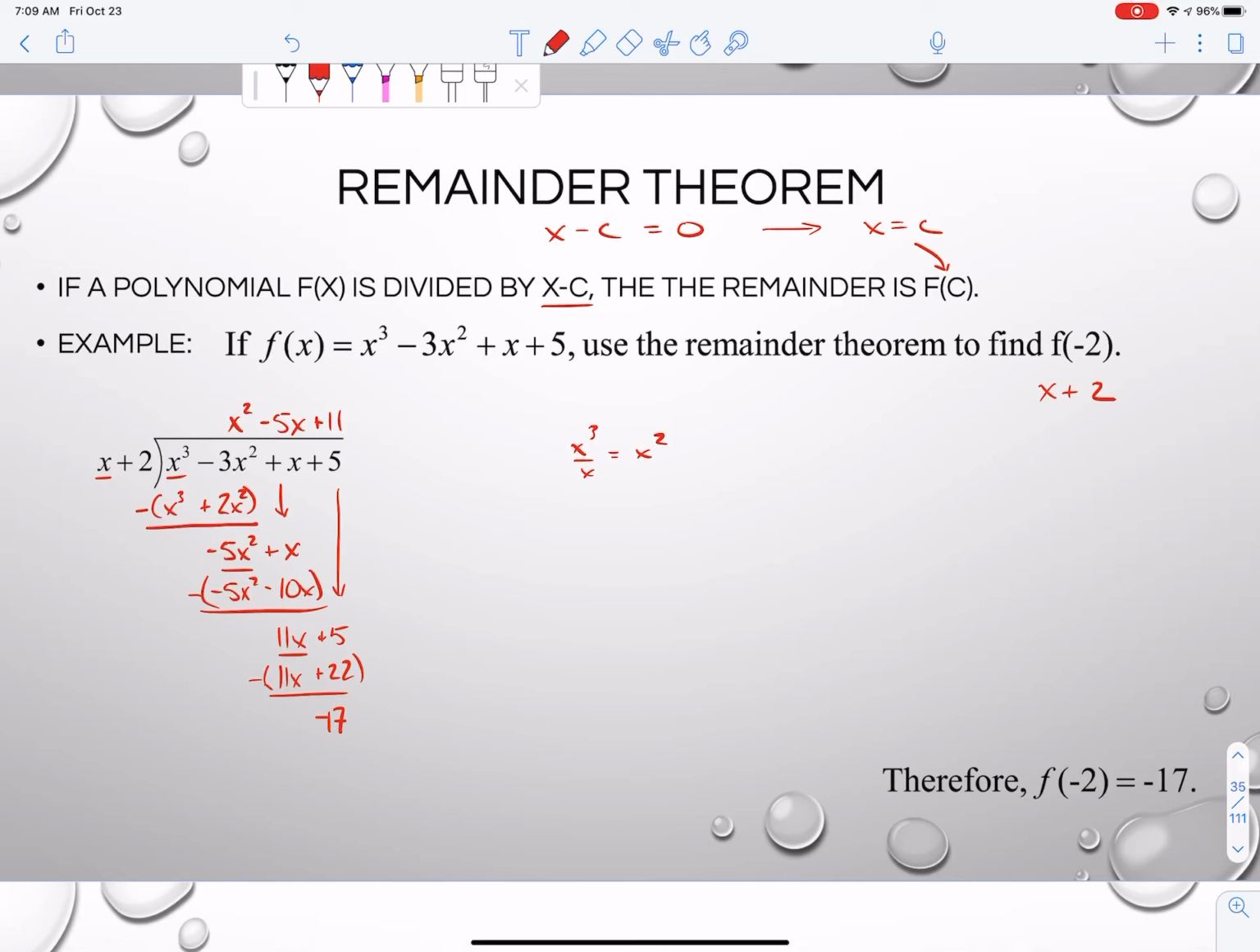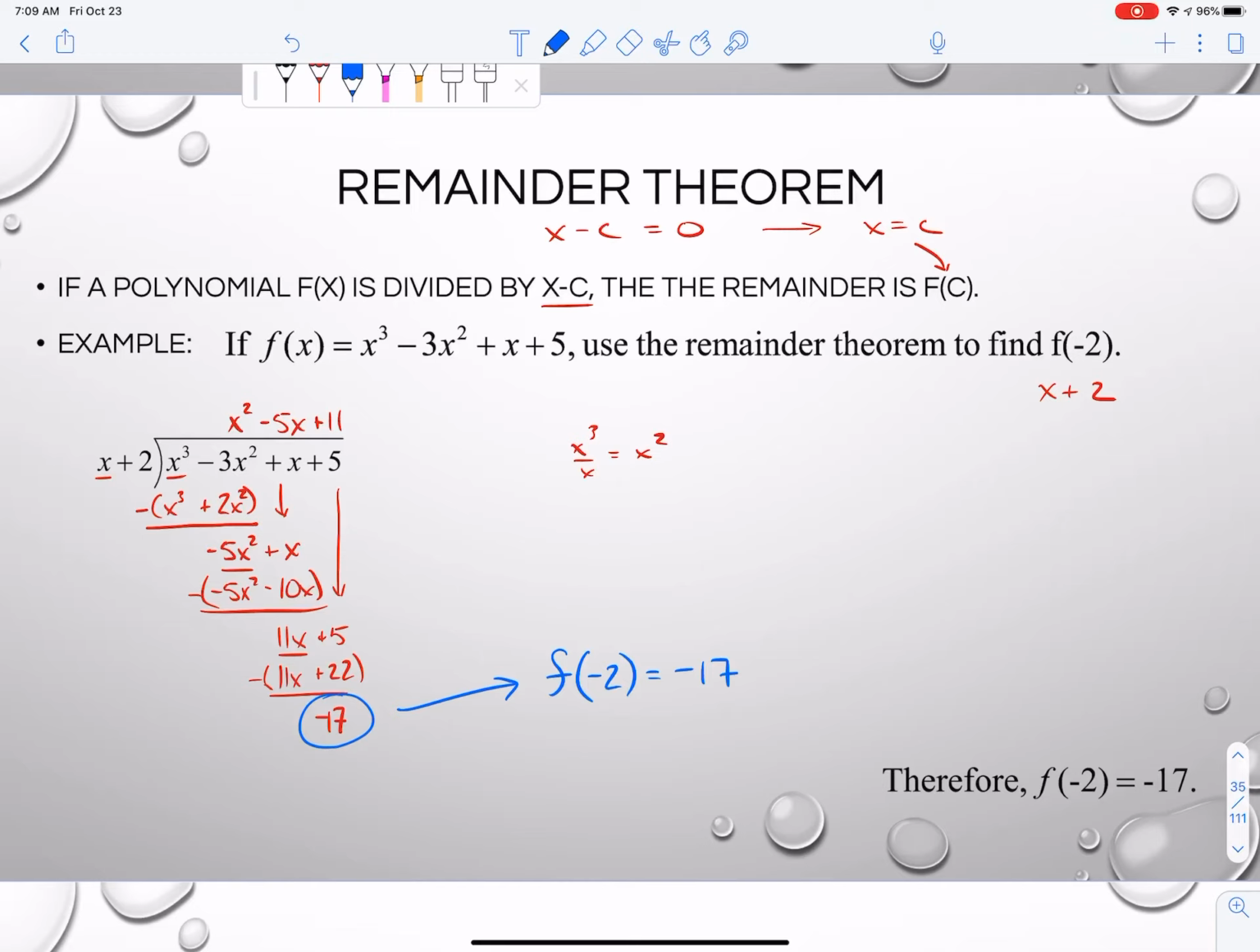Okay? So what this tells me then, this is my remainder, this very last piece here, just like it is in regular long division. So what it then tells me is that f of negative 2 equals negative 17. If you were to plug negative 2 into this polynomial, you are in fact going to get negative 17 as a result. Now, you might be saying, why in the world would I ever do this?